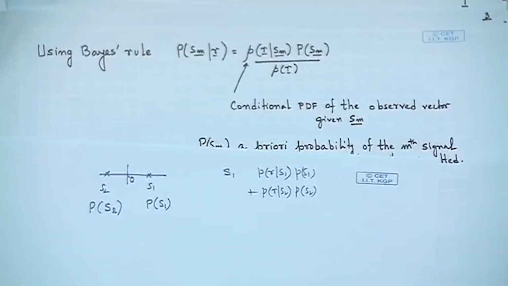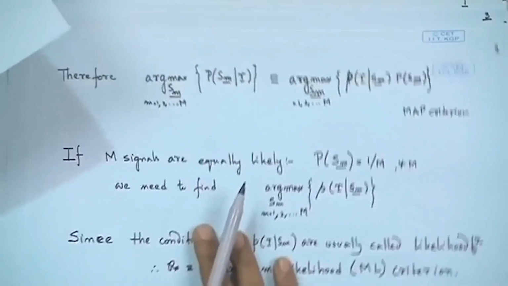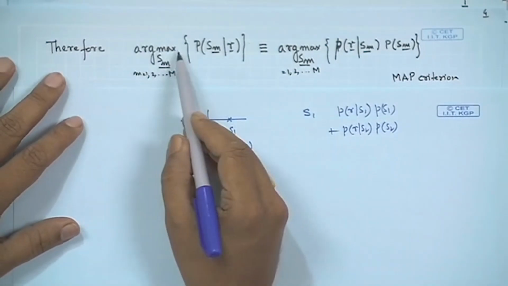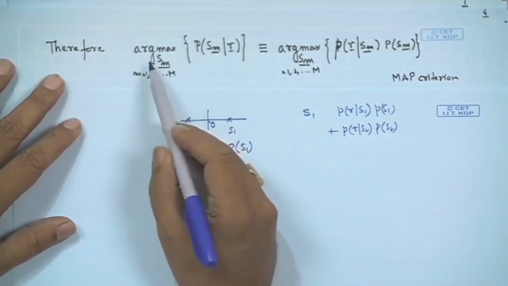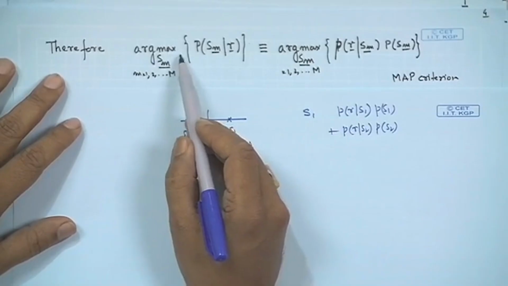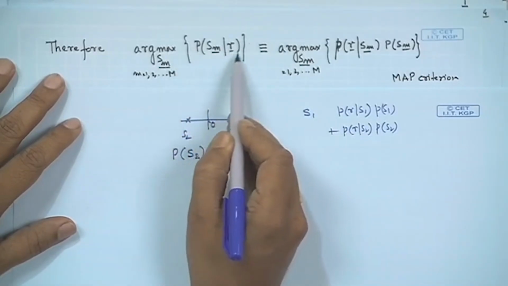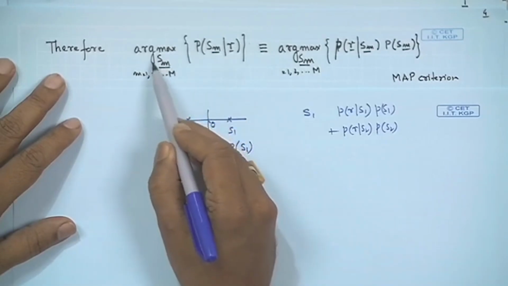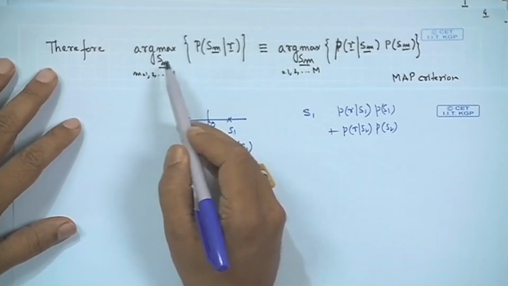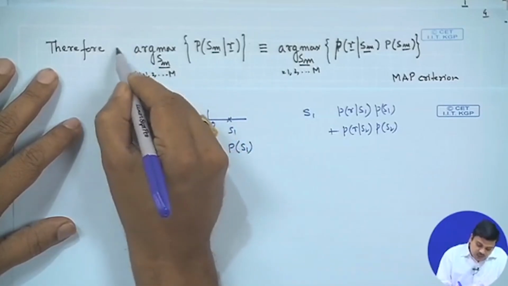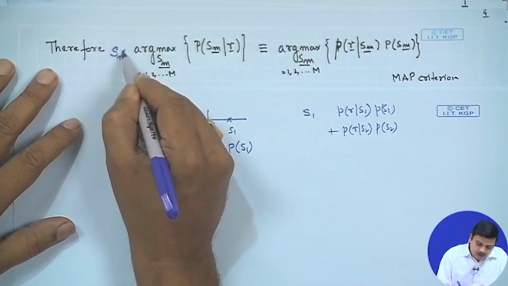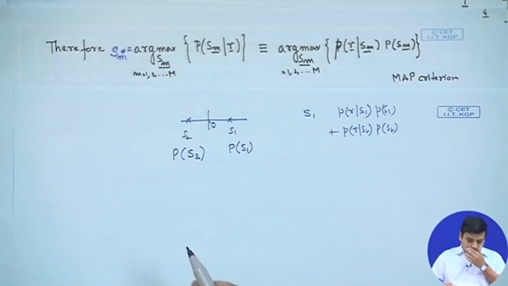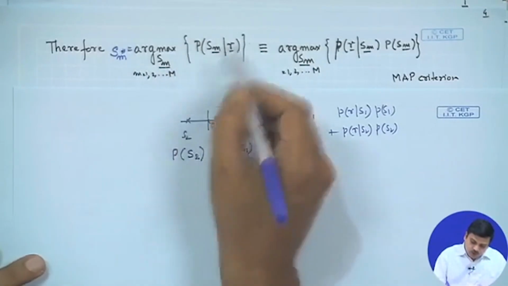Going ahead, what we have with us is to maximize. What we have represented over here is argmax. Argmax means the argument which maximizes this particular expression. We are taking Sm as the argument, so our outcome will be Sm star. You could also say M star, that is the index. So, we want to choose this.